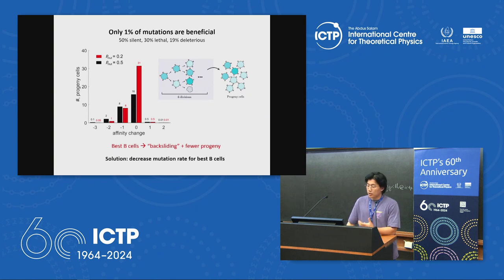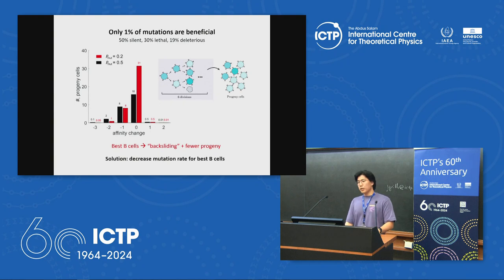you see that it fixes both problems, in the sense that there's a smaller proportion of B cells that are now experiencing this backsliding affinity, and also you almost get a doubling of the number of B cells that are maintaining the same high affinity as the parent cell.